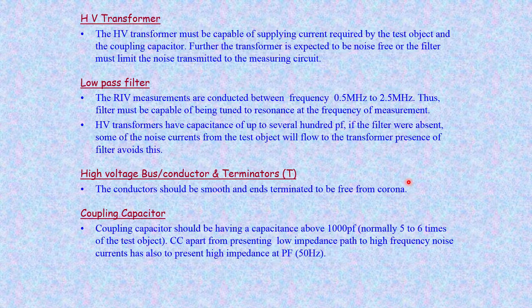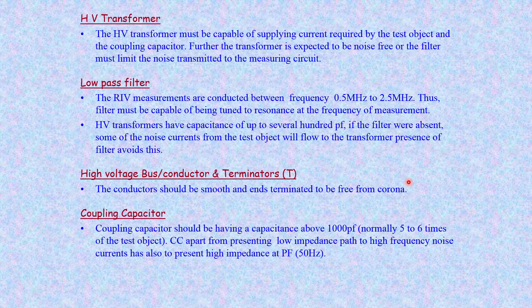We know that high voltage transformers have capacitance up to several hundred picofarads. In case the filter were absent, some of the noise currents, that is, the noise generated by this transformer, could be passed on to the test object and flow to the transformer. The presence of the filter avoids the noise signals being communicated. That is very important.